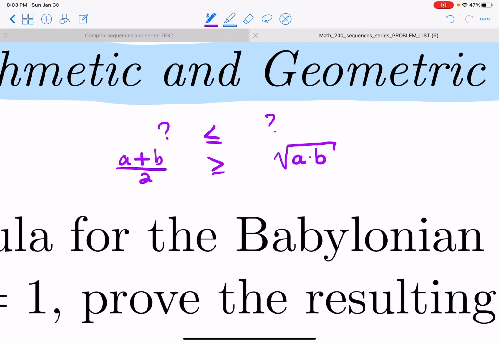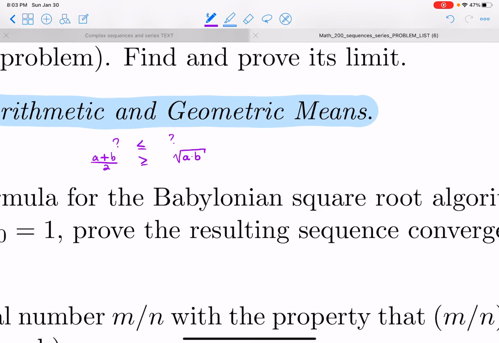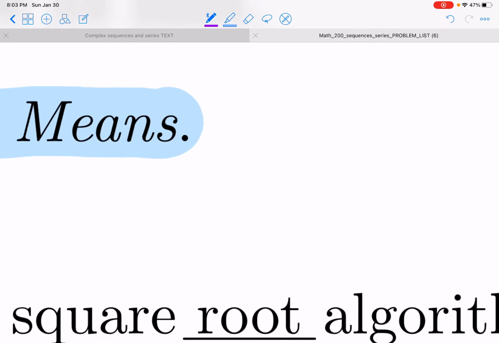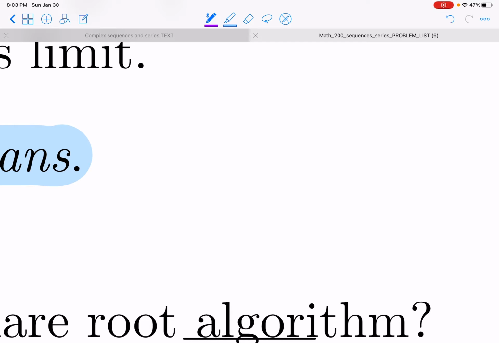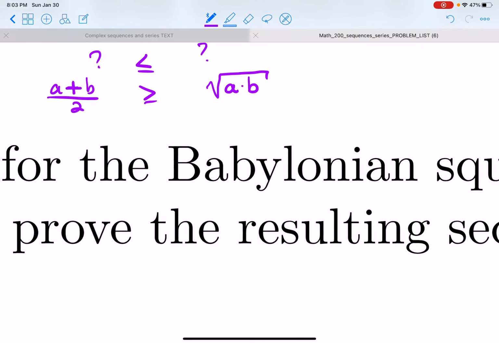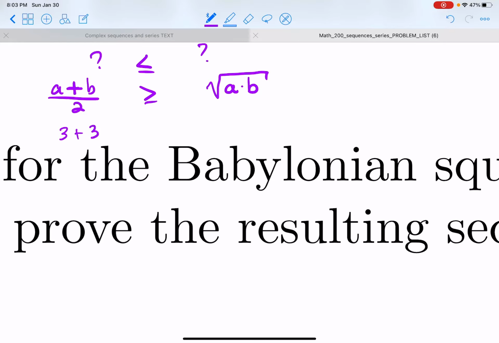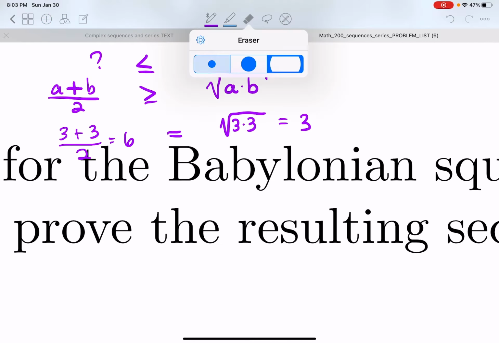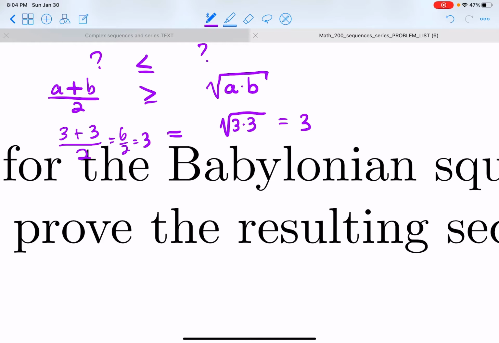And so, as always in math, we experiment before we prove. So we experiment first. Let's try 3 plus 3 and 3 times 3. Okay, so 3 plus 3 divided by 2 gives 3. And this one gives 6 divided by 2, which is 3. So they are equal. Okay, well, we didn't learn which one is bigger yet.